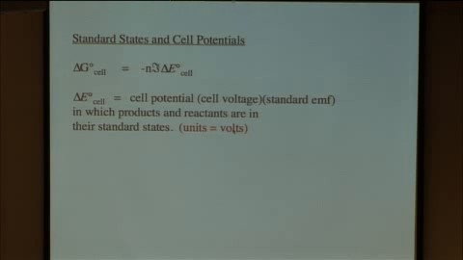And a little bit of information. We have the standard terms as well. We can have the delta E naught, the cell potential, cell voltage. You'll see many names for this. And that's when the products and reactants are in their standard state. The units we're talking about here are in volts. Sometimes you'll see things reported in millivolts as well.